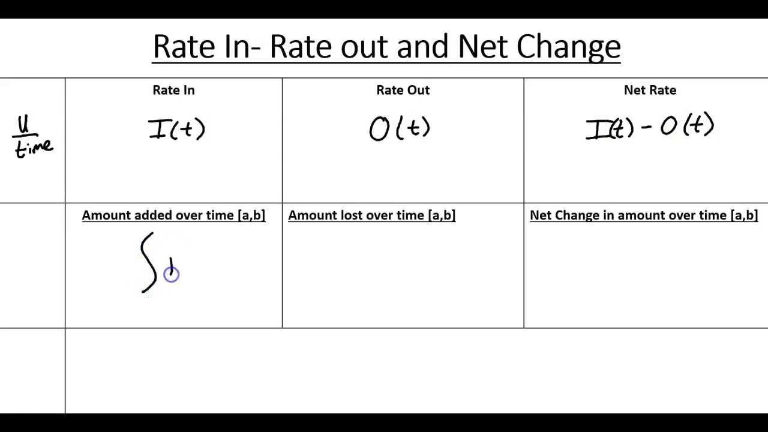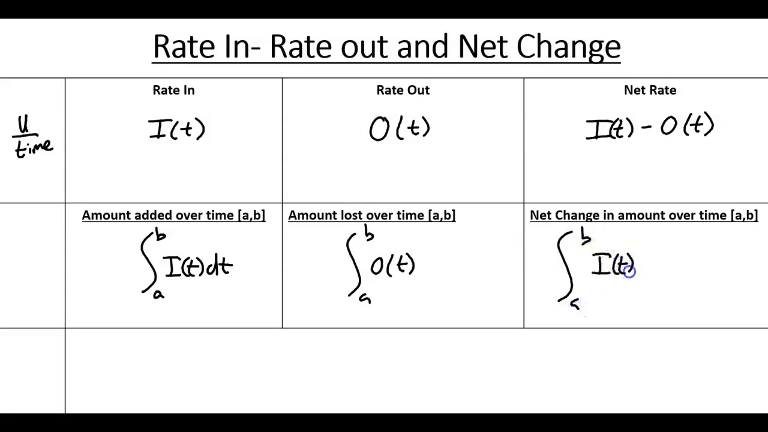If you integrate the I of T on the interval from A to B, that will tell you the total amount that was added over time. If you integrate the rate of change going out over time, that will tell you the amount that was lost over that time period. And if you put those two things together in a common integral, then you get the net change in the amount over that time period. The units for this row are all just the units with no time on the bottom, because when you integrate, you lose a time factor on the bottom.